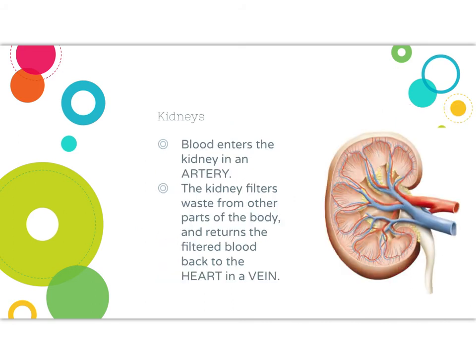We can see that a little bit clearer here. So again, blood enters the kidney in an artery. The kidney filters out waste from other parts of the body and returns the filtered blood back to the heart in a vein. So our blood will come in through here, filtered through our kidneys and out through there. And then the wastes go down the ureter.